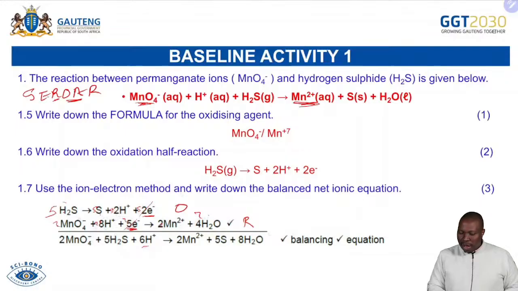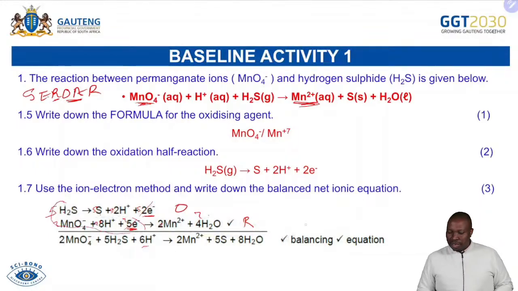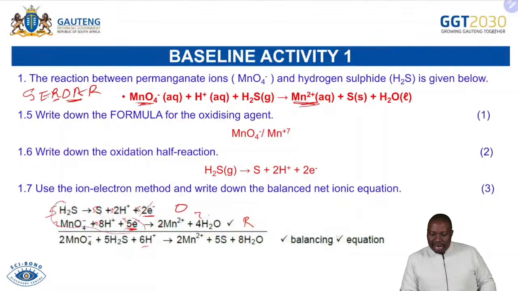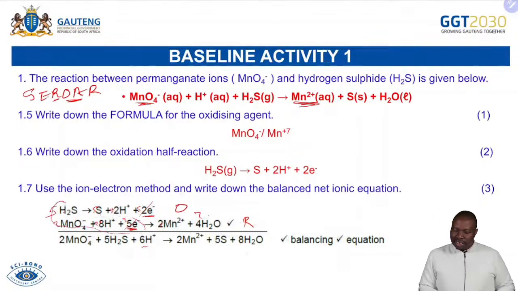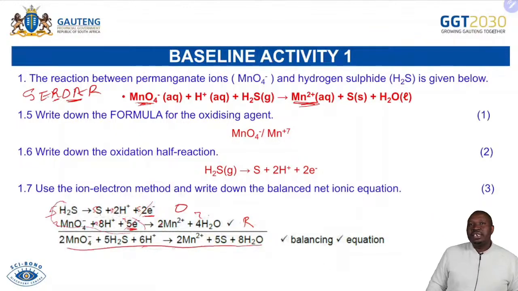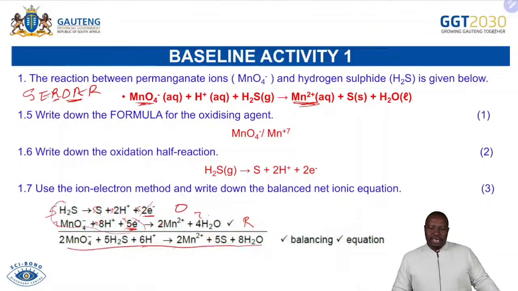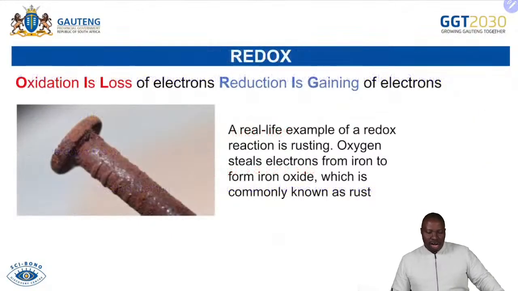What is on the left, you write on the left. What is on the right, you write on the right. And you will get another mark for writing the overall cell reaction or the net ionic equation. And the last mark is for balancing. When everything is balanced like that, you get 3 marks. So I'm hoping you will do that, and we're going to be doing that a lot as we deal with questions here in grade 12.